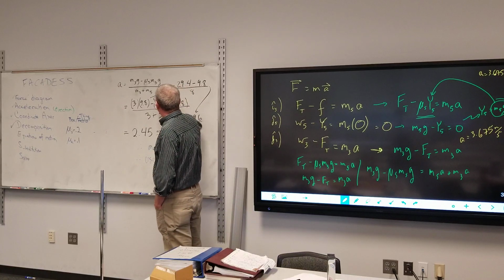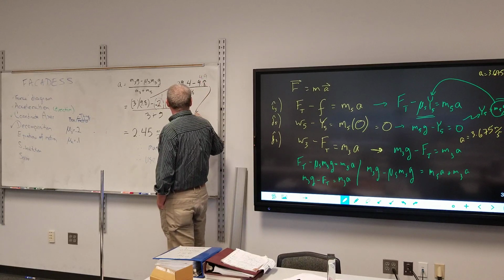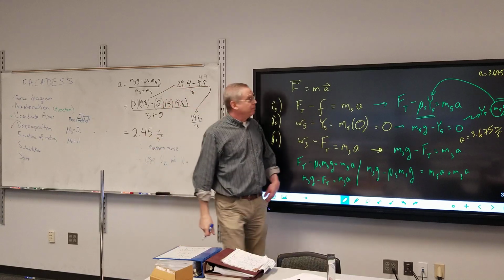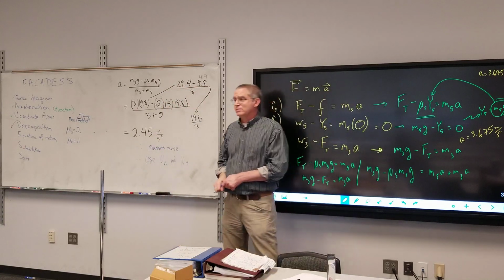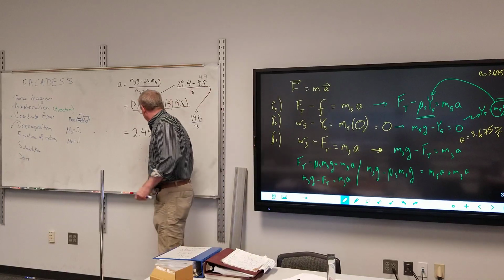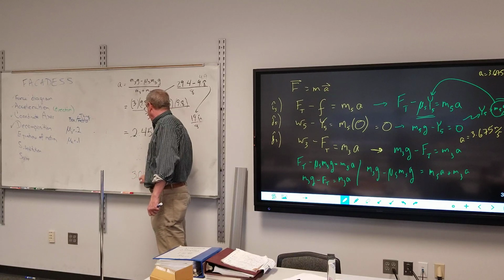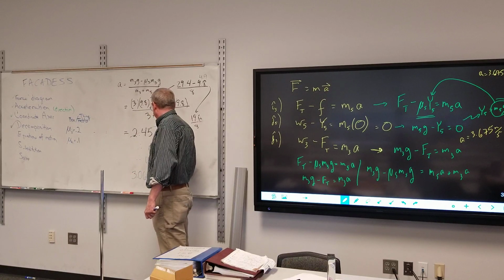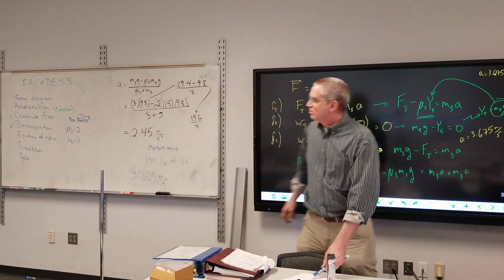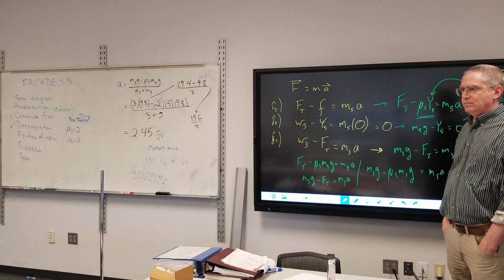This is now 0.1, so that becomes 4.9. And we end up with something that should be above 2.45 and below 3.675. 3.0625. And so we now have what the acceleration of the system is.